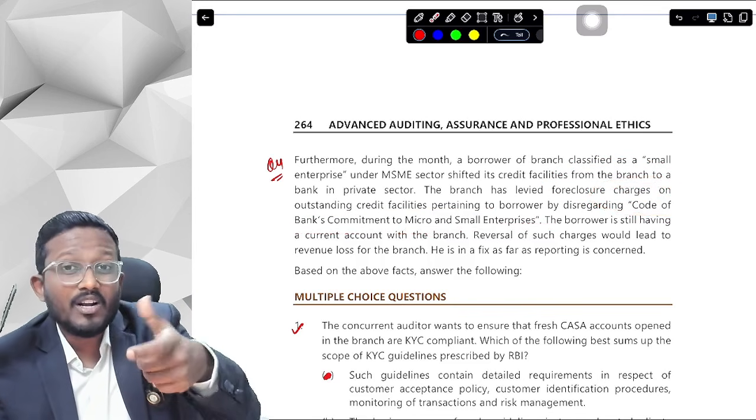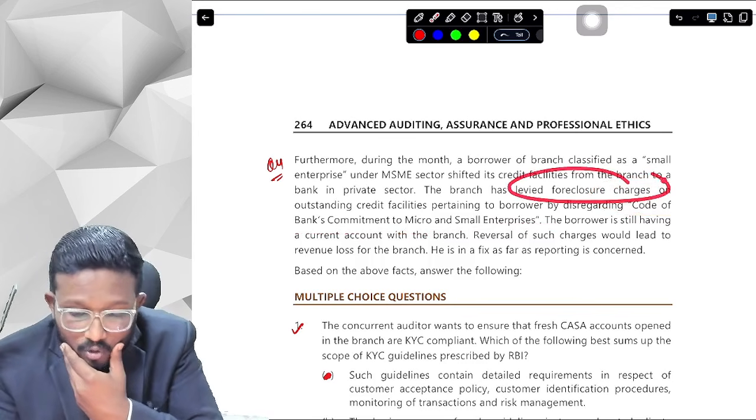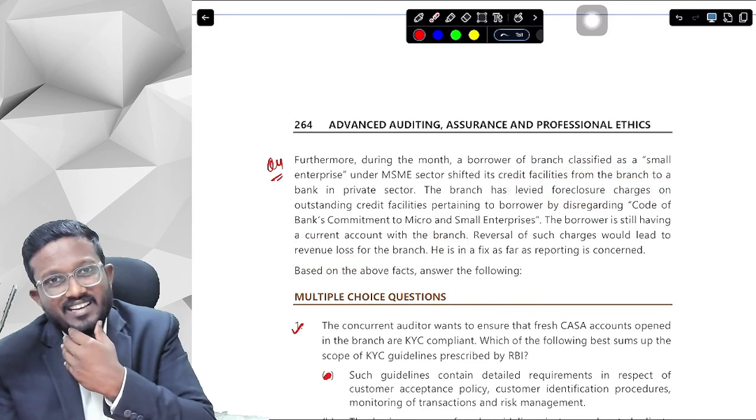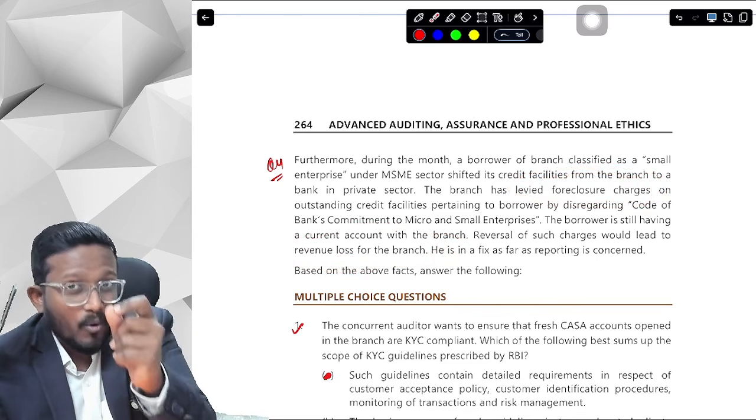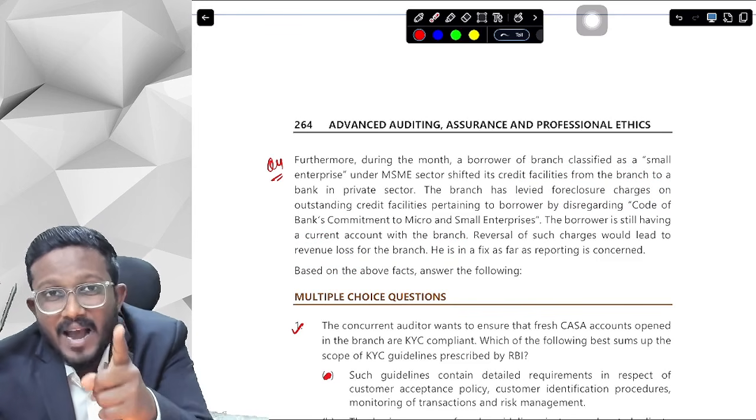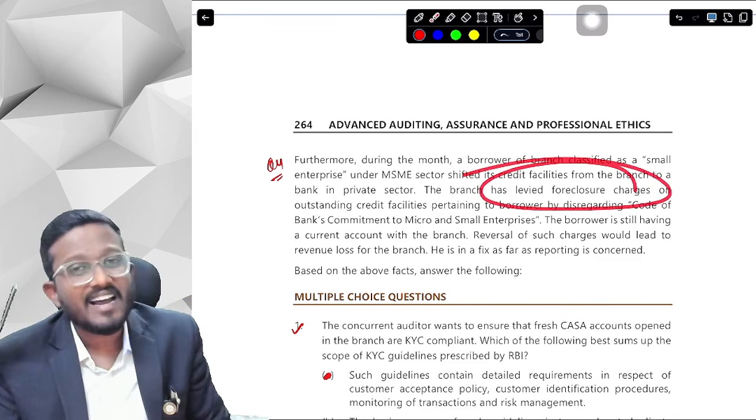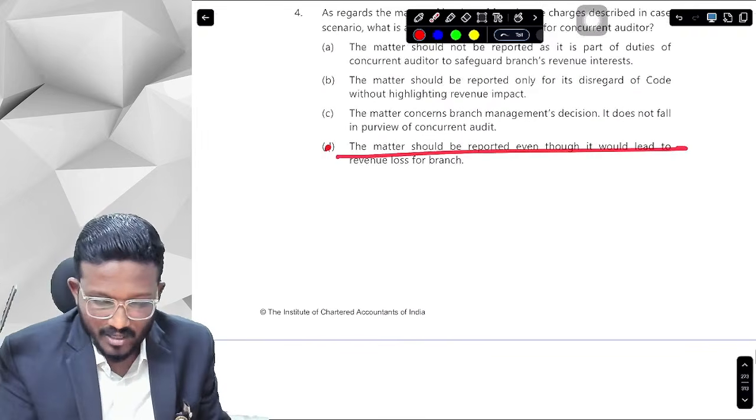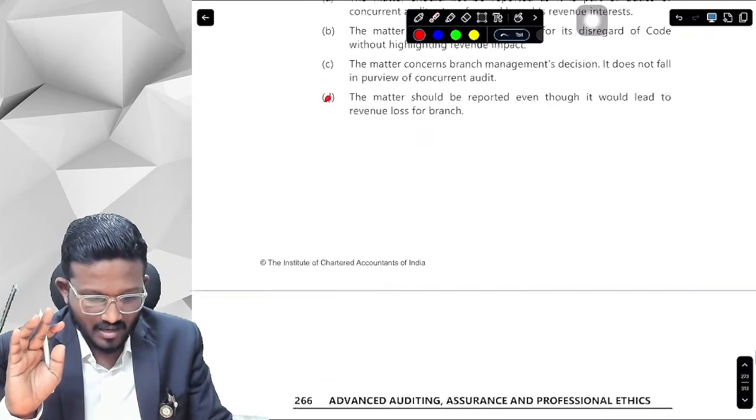Now if we report that it was not as per the bank's policy and we should not have charged the foreclosure charges, it will lead to revenue loss for the branch. Then should I report this? Yes, you should report this. Since it was not as per the bank policy, you should report that the bank should not have charged the foreclosure charges, even when it will lead to revenue loss for the branch. Okay, yes sir, the matter should be reported even though it will lead to revenue loss for the branch. Next?